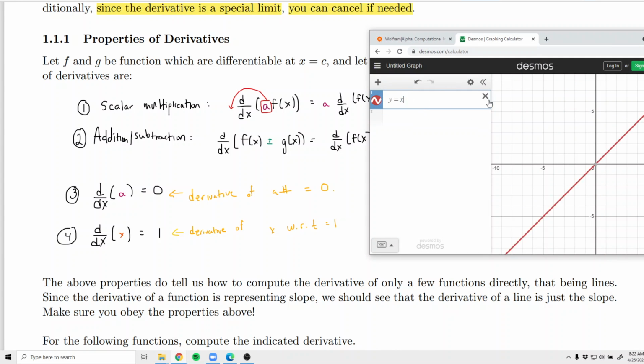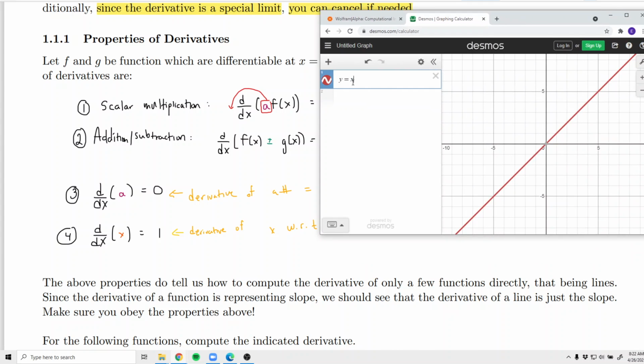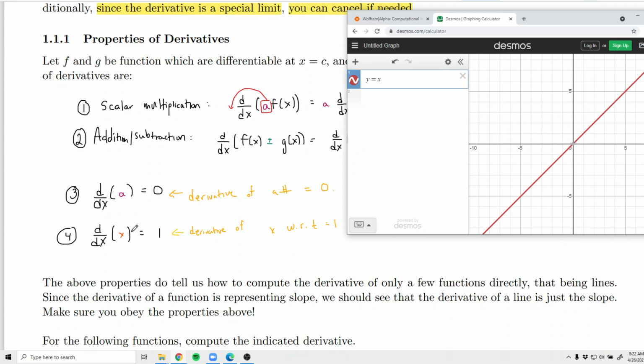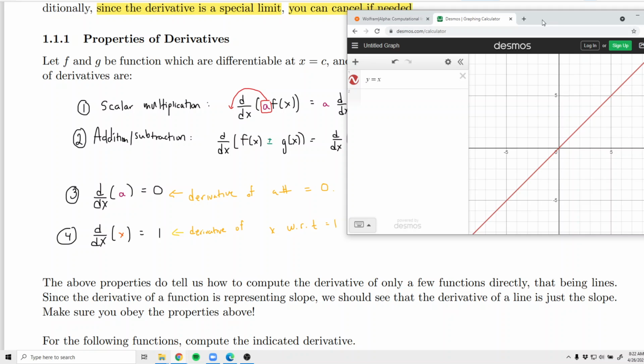know what y equals x looks like. That's a line with slope 1. And since a derivative really is just the slope, the derivative of this function, we can do it by the limit definition of the derivative. And we did it in some problems last time. The slope of this line is just 1.